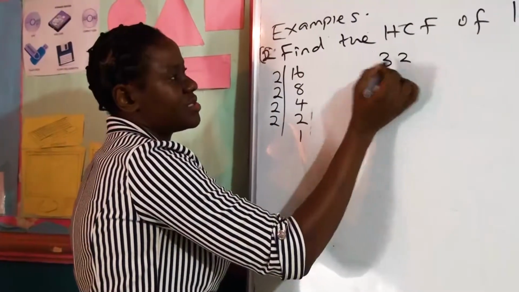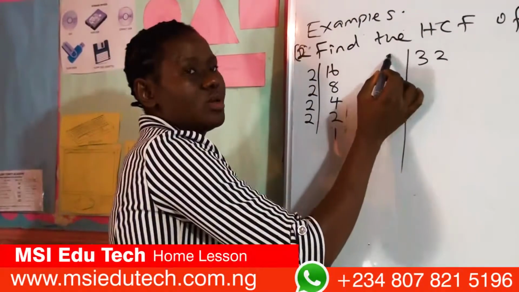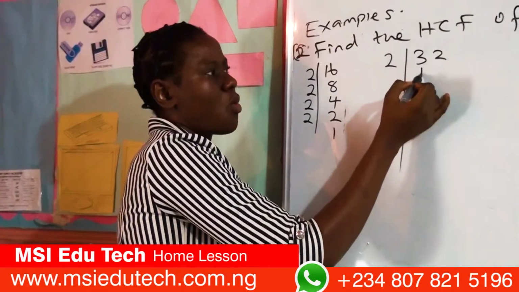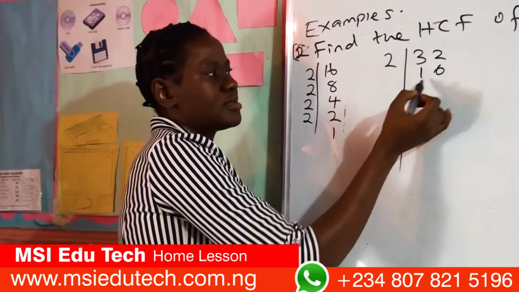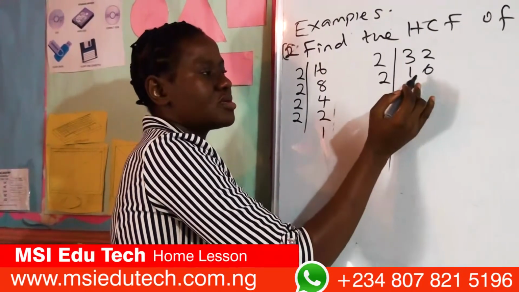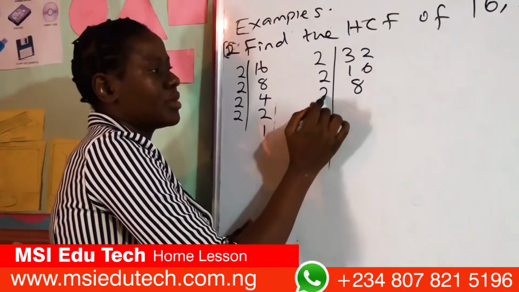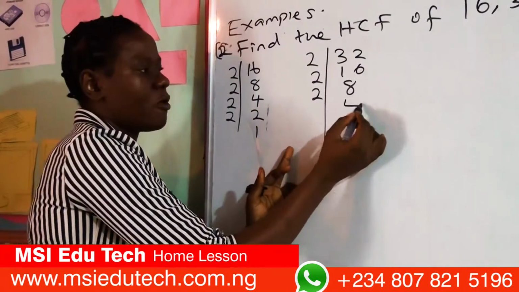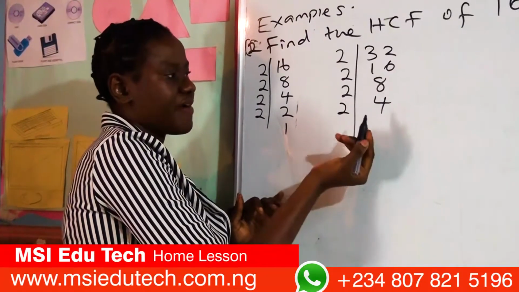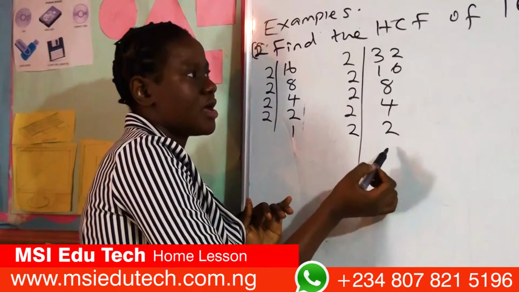Now, what are the factors of 32? What numbers would divide 32? 2. How many 2 can we find in 32? 16. What number could divide 16 again? 2. How many 2 can we find in 16? 8. What can we use again? 2. How many 2 can we find in 8? 4. What number could divide 4? 2. How many 2 can we find in 4? 2. What number can divide 2? 2. How many 2 can we find in 2? 1.